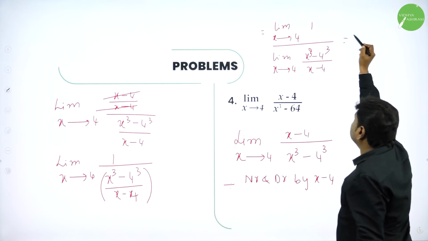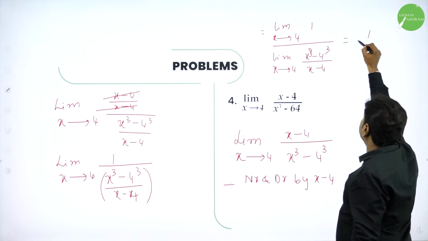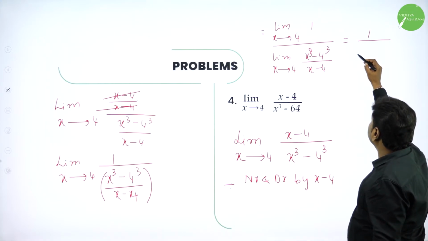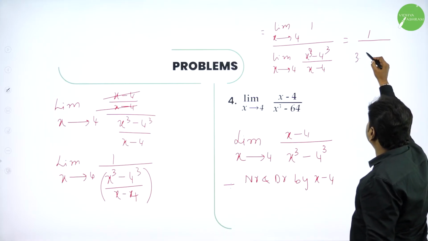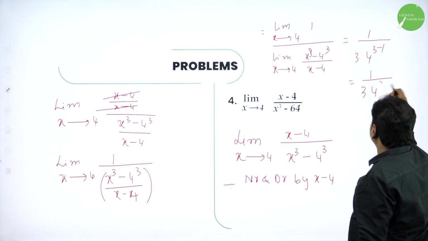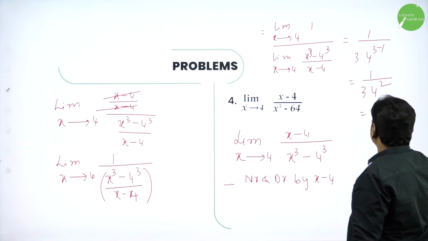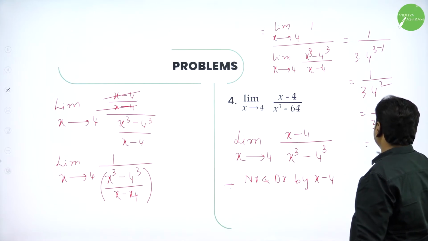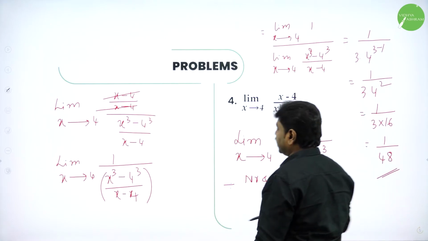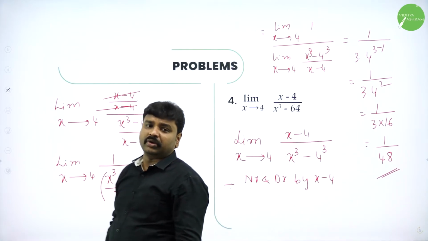I taught you in my first class, the limit of a constant is the constant, divided by limit x tends to a, x power n minus a power n by x minus a, which can be written as n into a power n minus 1, so 3 into 4 power 3 minus 1. So it will become 1 by 3 into 4 square, so 1 by 3 into 16. So simplify this. 1 by 48 is the answer. I hope all of you got this.